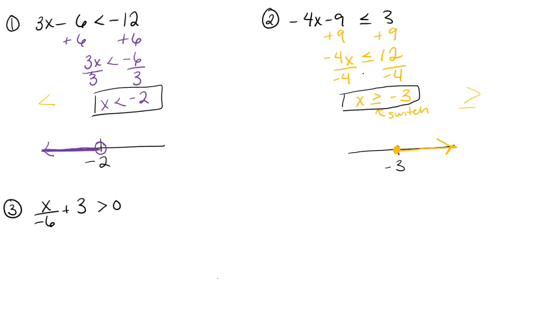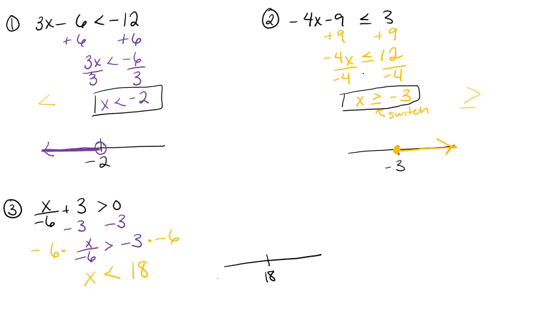All right, let's look at our final example. We want to get rid of addition and division, so we're going to subtract and multiply. So, subtract 3. x divided by -6 is greater than -3. And now I'm going to multiply both sides by -6 to get rid of dividing by -6. I get x is less than, because I multiply by a negative on both sides, and a negative times a negative is a positive. So my solution is x is less than 18.